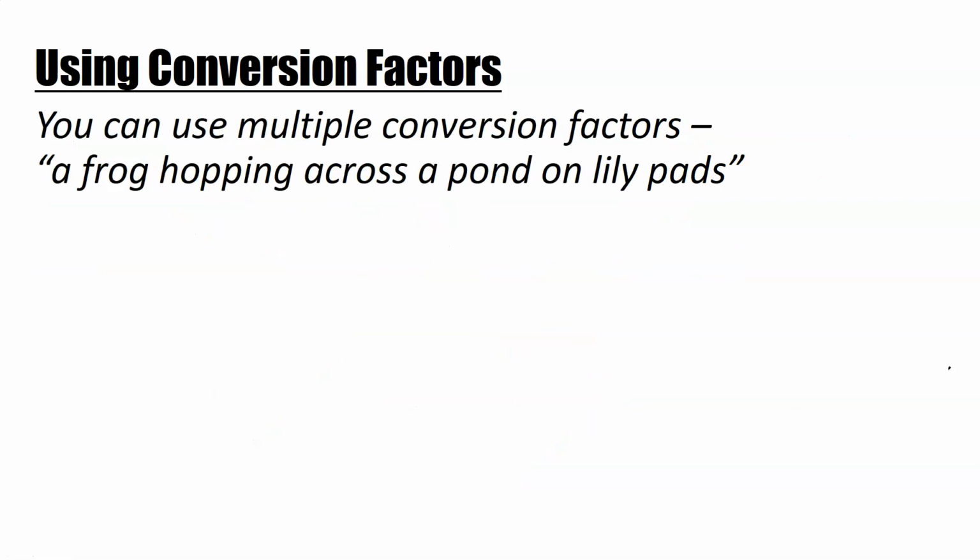One thing that's nice is that you can use multiple conversion factors. Sometimes you may not know how to do the conversion in one step, so you may need to string them together. An analogy that I like is a frog hopping across a pond using the lily pads. The frog can't hop across in one giant leap. It needs to take little baby leaps to get there. So we're going to use our conversion factors as little baby steps.